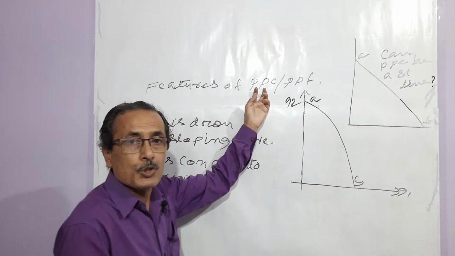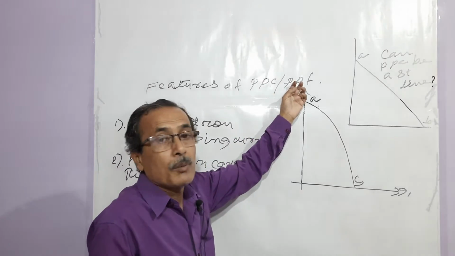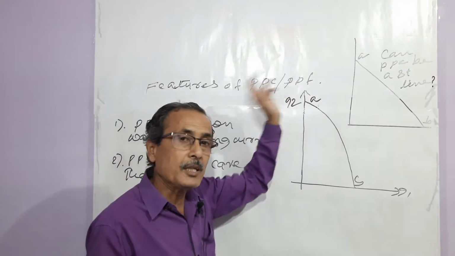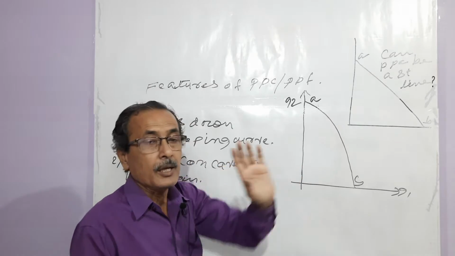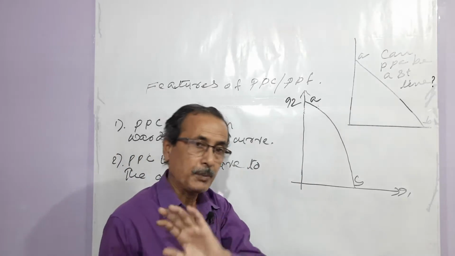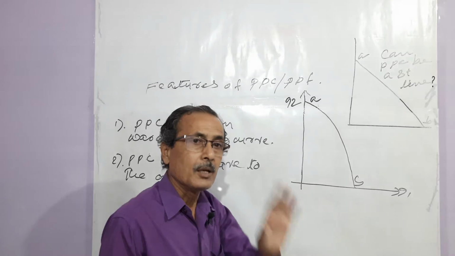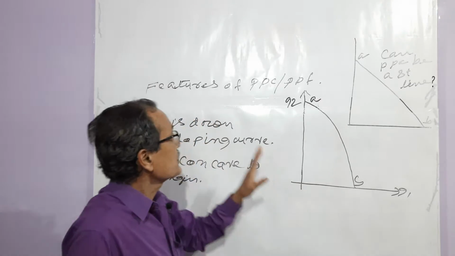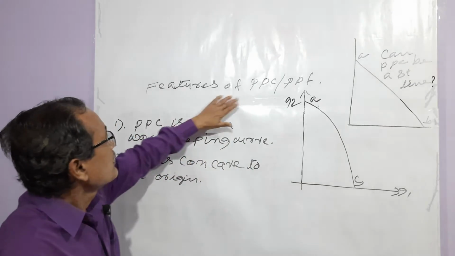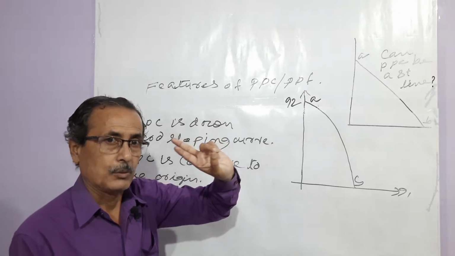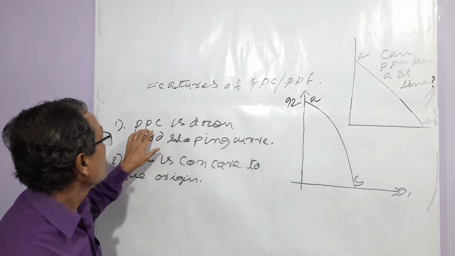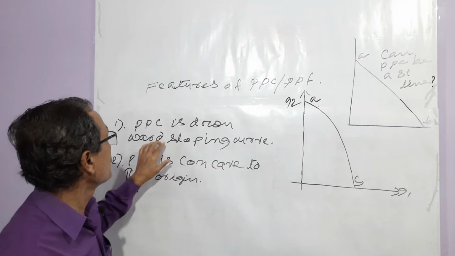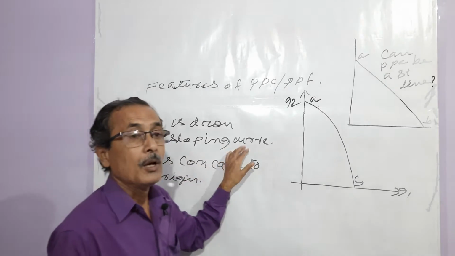PPC, production possibility curve, and PPF, production possibility frontier, are the same; they are two different names. What are their features? PPC we have done, PPF we have done earlier. Now we shall discuss the features. There are two main features. One is that PPC is a downward sloping curve.